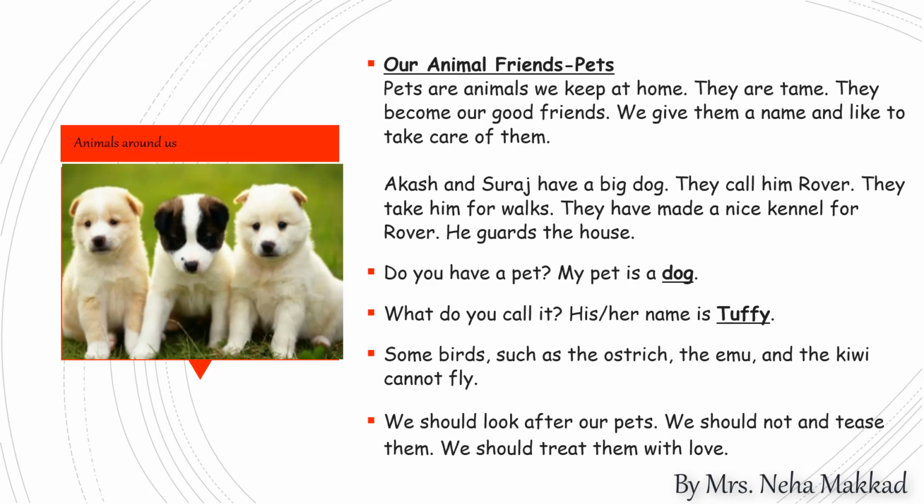So, although they have the wings, they are not flying. These are exceptions, children. Ostrich, it is found in Africa. The emu and the kiwi, these birds, they are having the wings, but they cannot fly. So you also have to write here the name of your pets and their name. We should look after our pets. We should not tease them, and we should treat them with love.